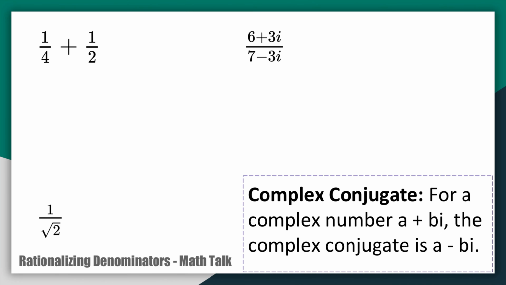All right, let's jump into a math talk, okay? And the reason why we're going to do a math talk is because we have to talk about complex conjugates in order to do dividing of complex numbers. So complex conjugate, which you can see down here in the bottom right, is for a complex number a plus bi. The complex conjugate is a minus bi. And so what you can see is a simple change of operation, okay?